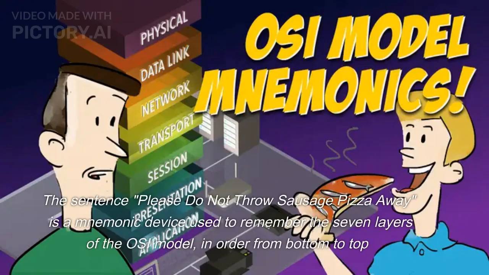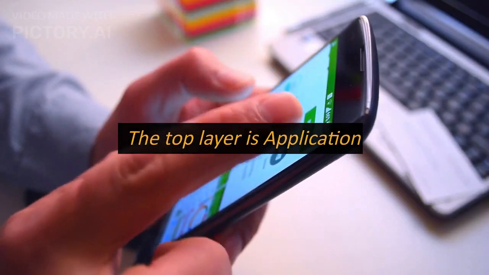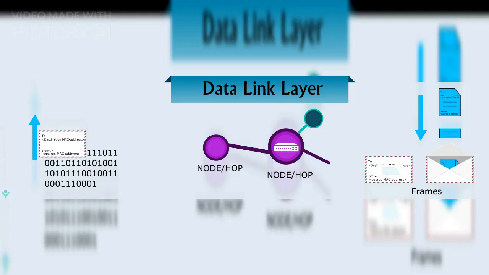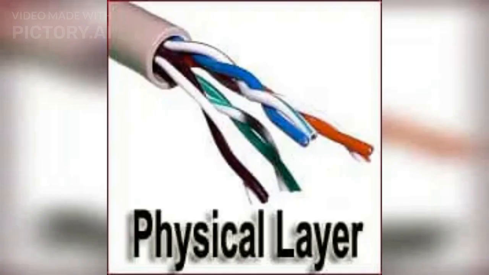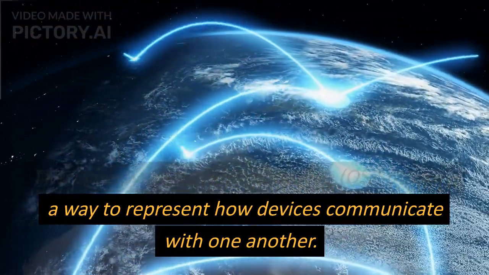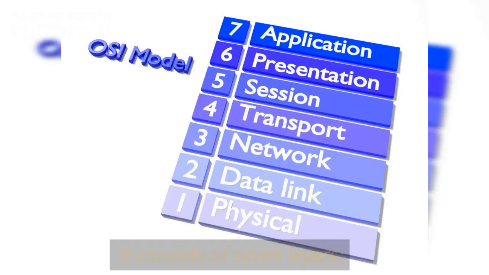The sentence, "Please do not throw sausage pizza away," is a mnemonic device used to remember the 7 layers of the OSI model, in order from bottom to top. The top layer is application, presentation, session, transport, network, data link. Bottom layer is physical. The Open Systems Interconnection (OSI) model is a way to represent how devices communicate with one another. It consists of 7 layers.